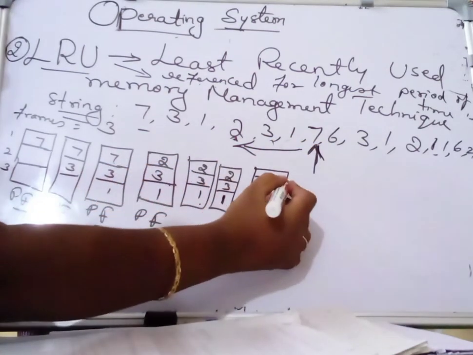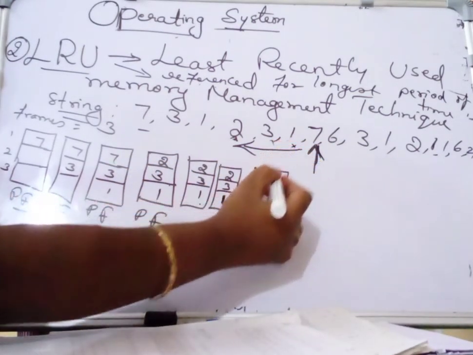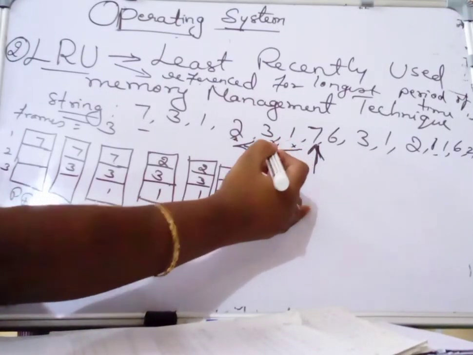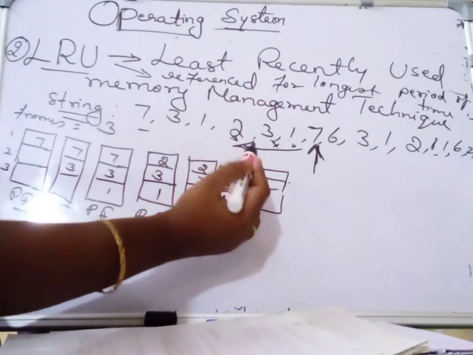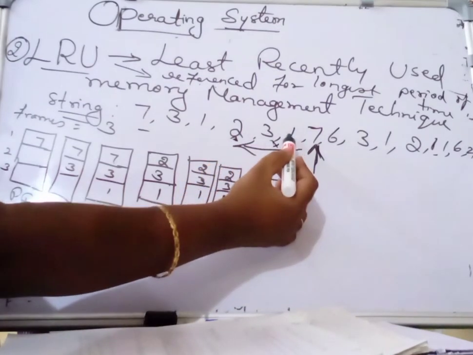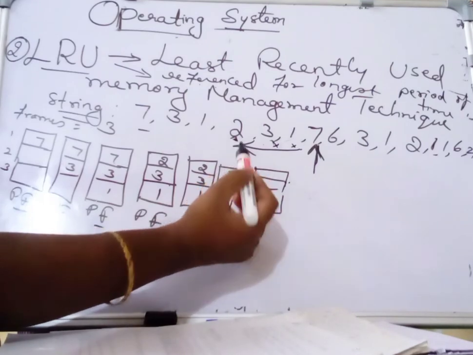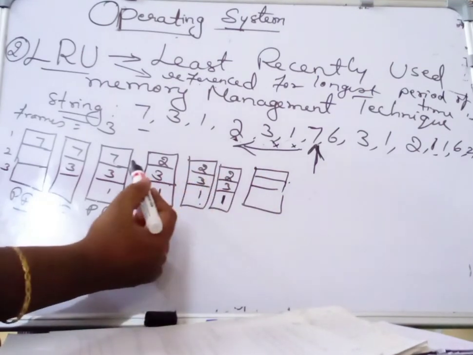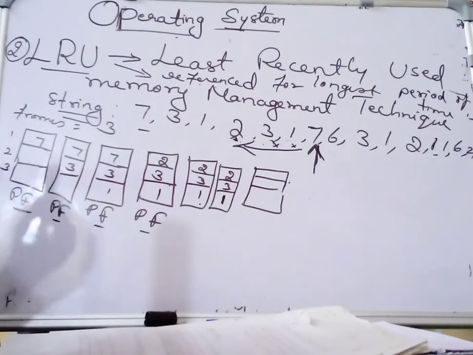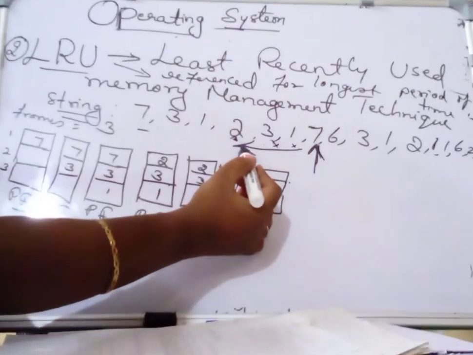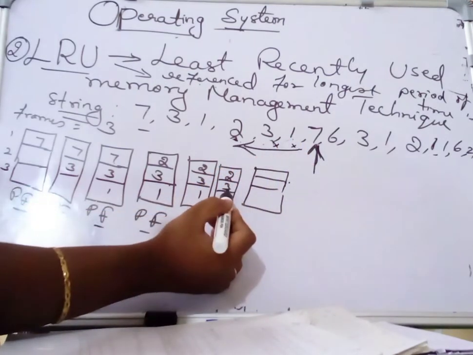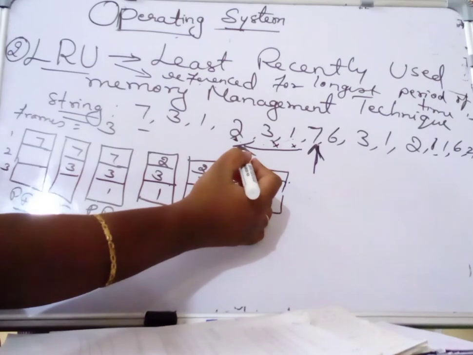See, 1 is just now referenced, so don't replace. 3 is also referenced just before 1, so you should not replace it. But 2, the time taken to refer 2 was more compared to 1 and 3, so replace this 2. 2 is the oldest page. You see here 2 was there in the memory for the longest period of time. So 2 is not used for the longest period of time.